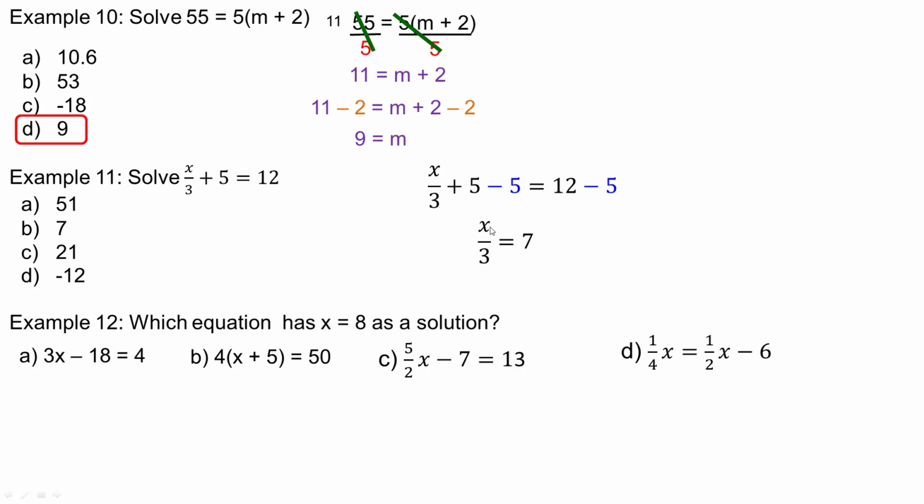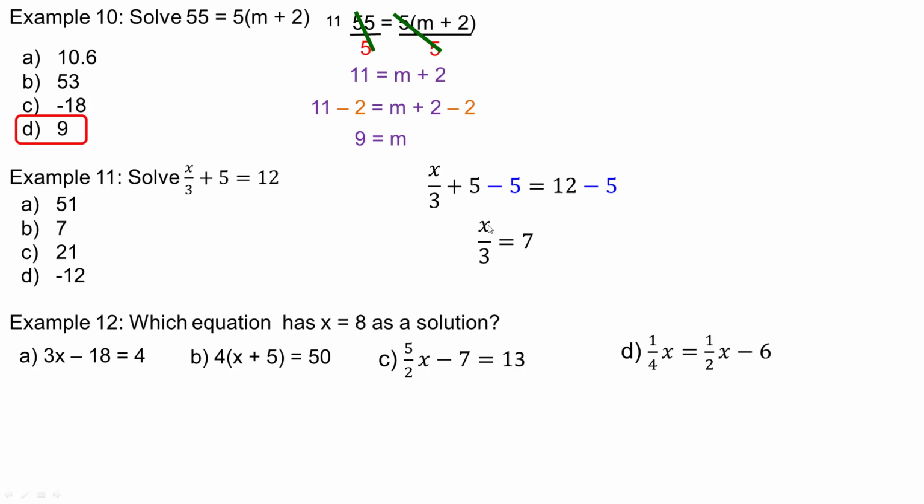Now I'm trying to find what x is. This equation says what number divided by 3 is 7. If you can solve that by inspection, you'll know that it is 21, because 21 divided by 3 is 7. If you know your multiplication tables, then that works. But algebraically, what we would do is this.